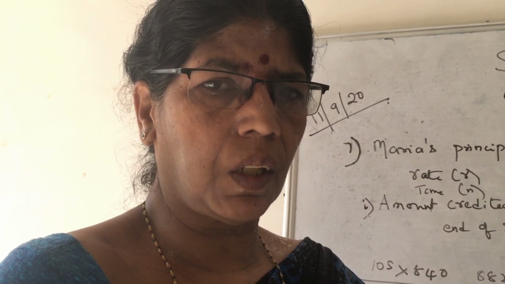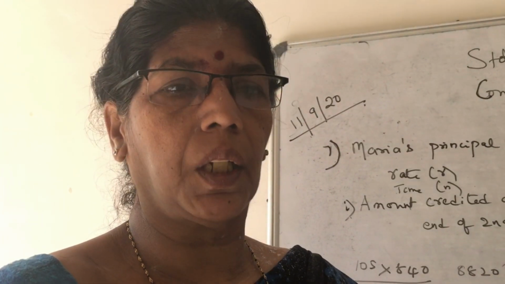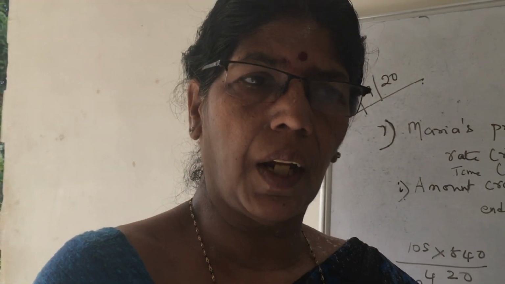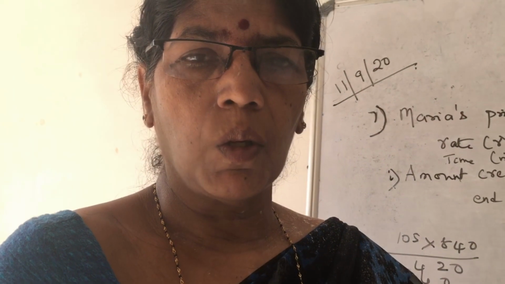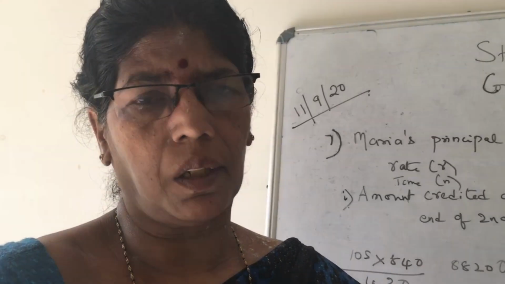Compound interest. The difference between SI and CI. SI is the interest calculated at the end of the time period. Compound interest means interest calculated at the end of each year and added to the principal. So when you borrow money for compound interest, children, the interest is more when compared to simple interest.